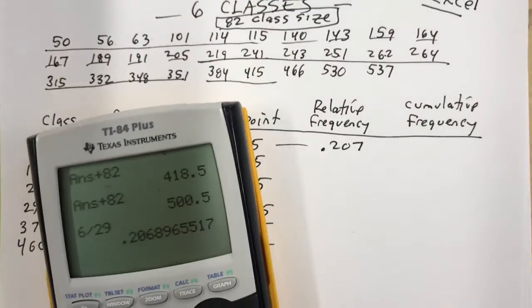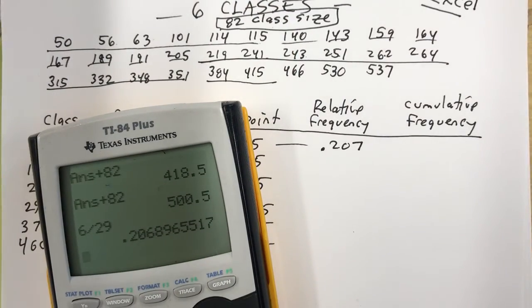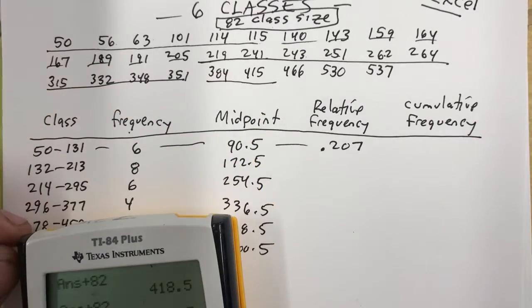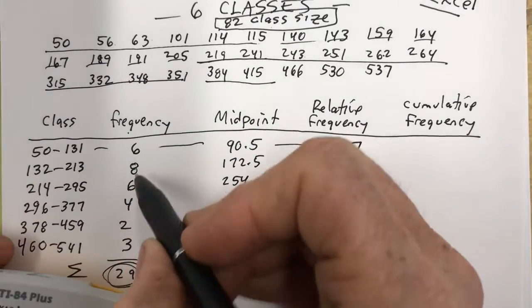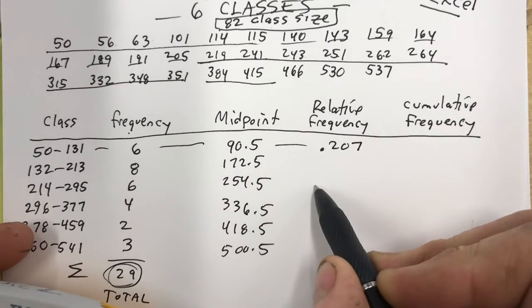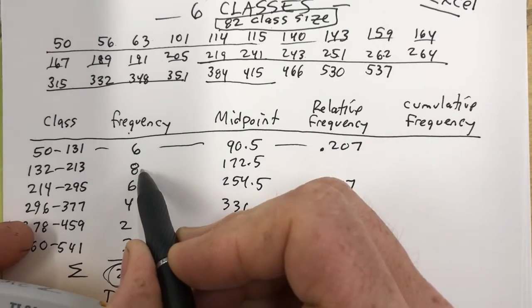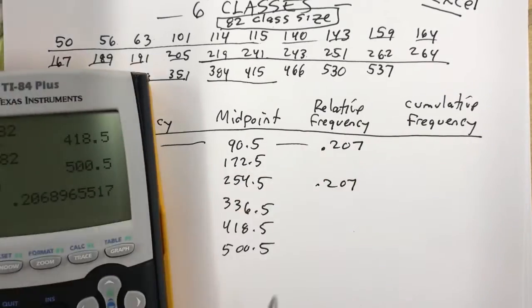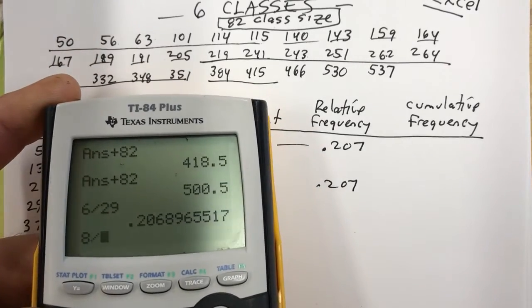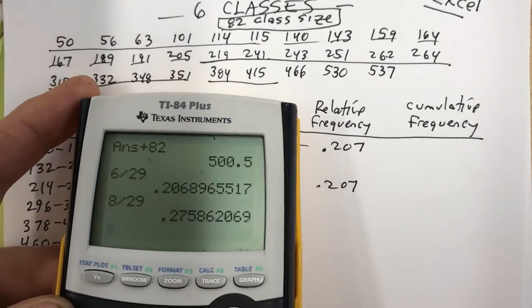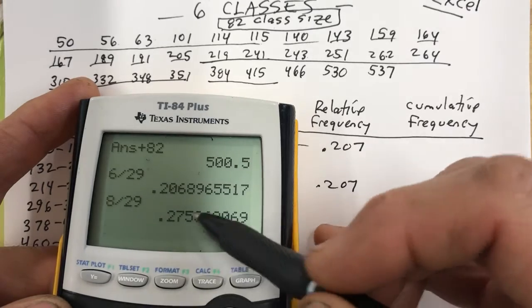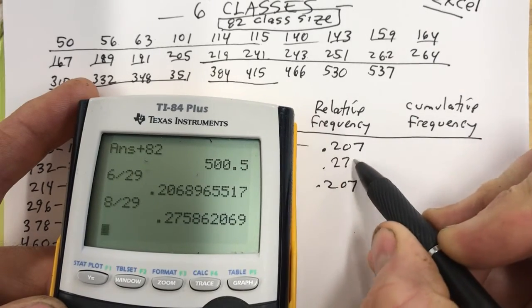Okay. Let me double check that. Yeah, we ran them 3 places. All right. In this class, well, look down here, this is 6, so that's going to be 0.207 also. Now this one has 8. So that's 8 divided by 29, which is 0.276. The 5 goes to 6, so 0.276.